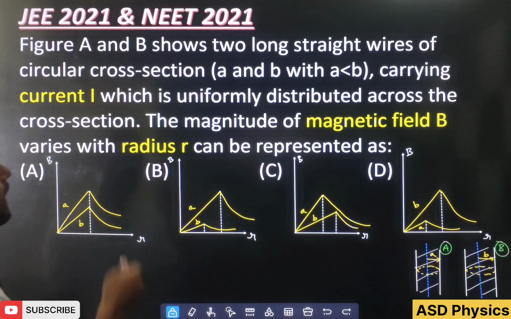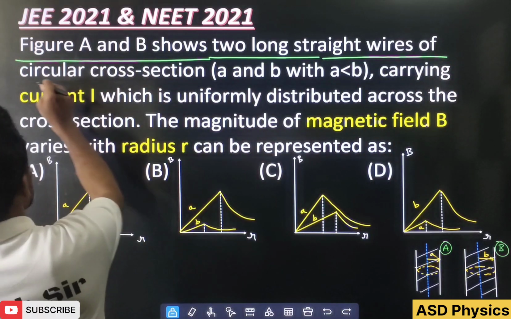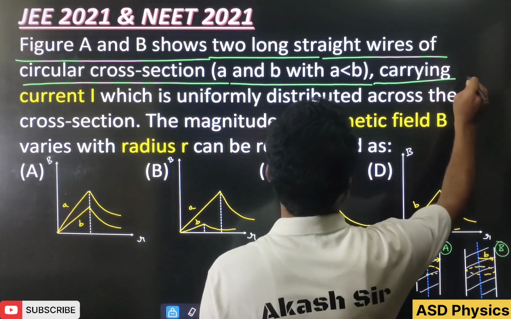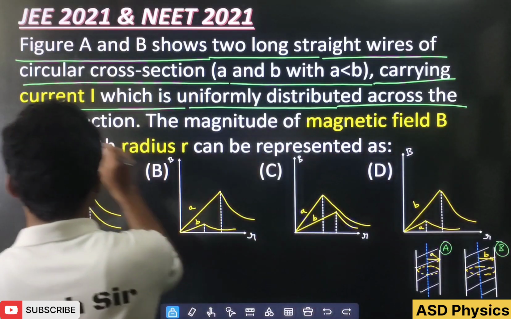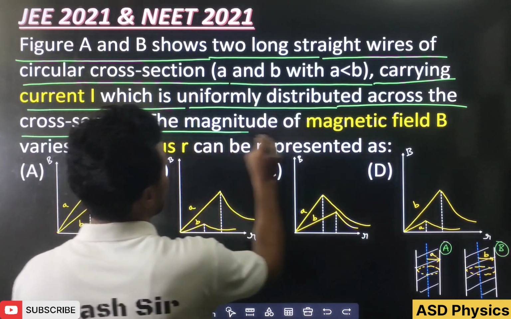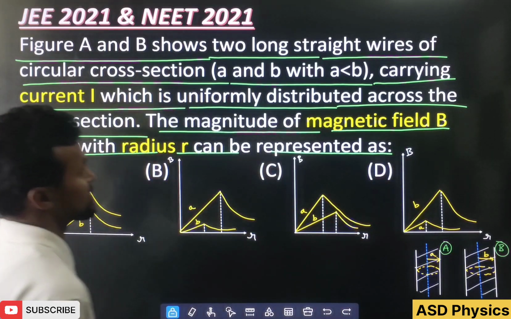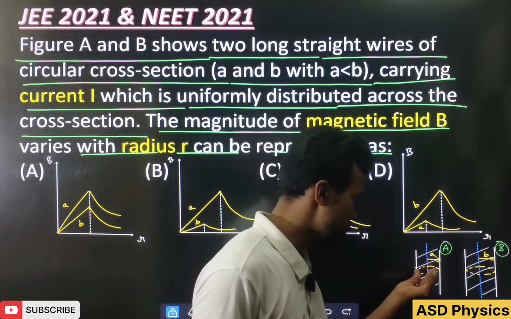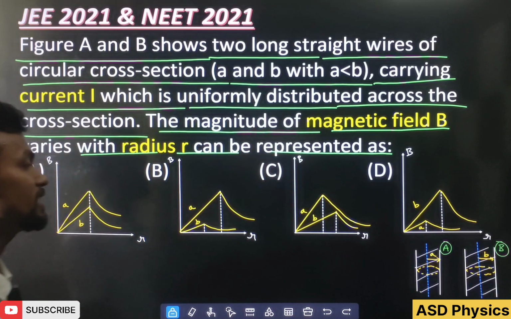JEE 2021 and even NEET 2021, the same kind of question came. So see the question: figure A and figure B show two long straight wires of circular cross section a and b with a less than b, carrying current I which is uniformly distributed across the cross section. Now, the magnitude of magnetic field varies with radius R can be represented as here. This is figure A, radius a, current is distributed here. This is figure B, radius b, current is distributed here. And you can see very well, small a is less than b.